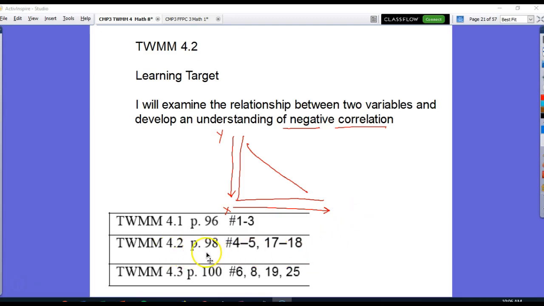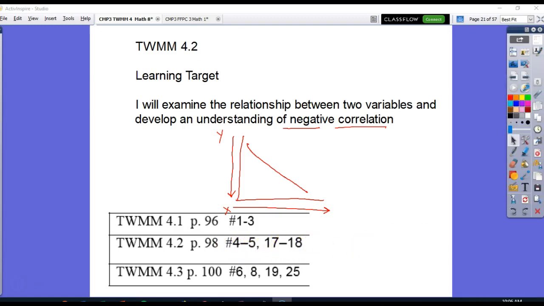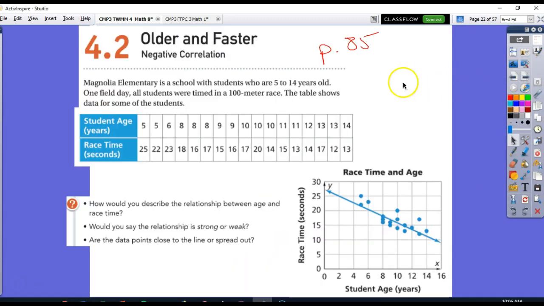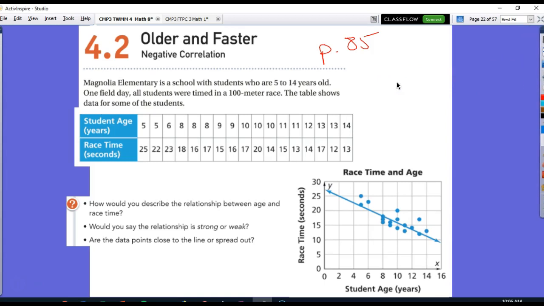Our ACEs for 4.2 begin on page 98, and they are problems 4, 5, 17, and 18. Page 85 in your book, older and faster. This is a negative correlation for 4.2.